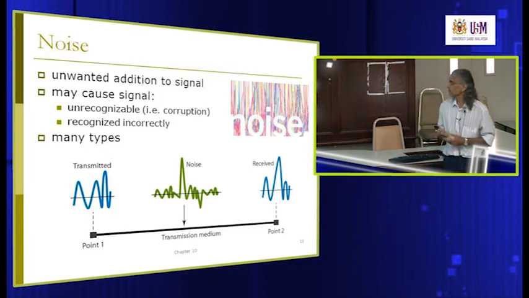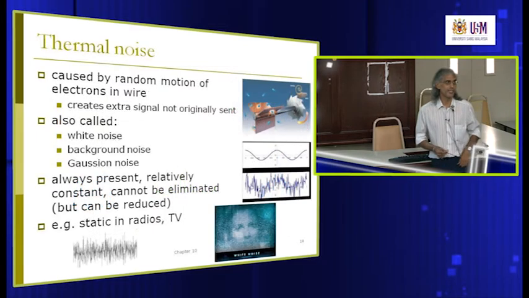So there are many, many types of noise. So this is a signal we transmit, there is some noise coming in, this will be added on, and then what we receive is different from what we sent. Now there are many types of noises. So the first one, the thermal noise.